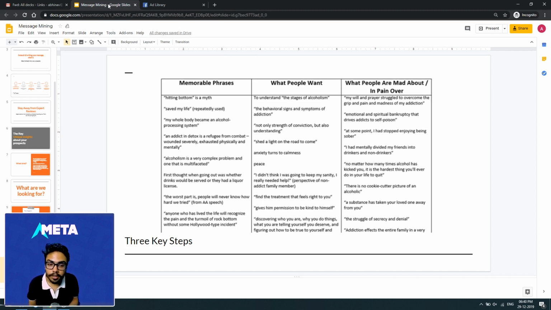There is no cookie cutter picture of an alcoholic, as in, you can't really define an alcoholic. There's no one size fits all persona of an alcoholic. Alcoholism is different for everyone. At some point, I had stopped enjoying being sober.